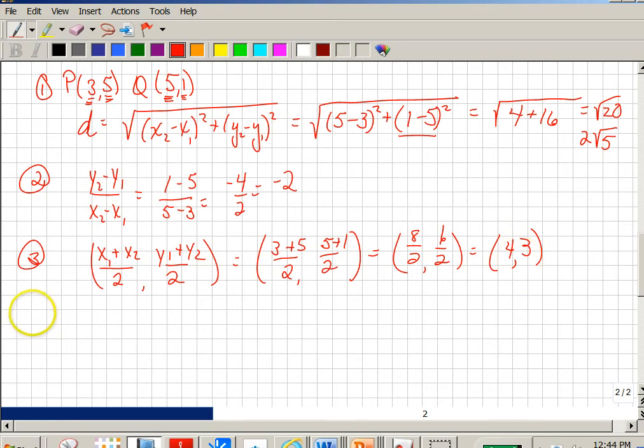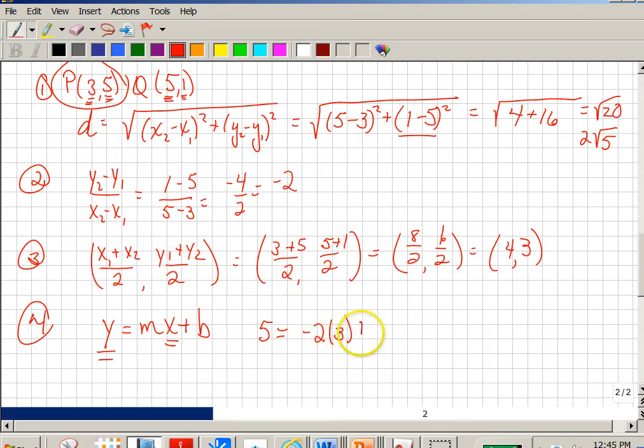And finally, in this first group of problems, it asks for the equation of PQ. Anytime you're asked for the equation, you're going to use y equals mx plus b. You just have to know what all those letters stand for. M is the slope, so we have y. And now for y and x, you just use the first x and y in the point given. So 3 is the x, 5 is the y. So 5 equals m, which you found in part 2. M is the slope, negative 2, times x. X was 3 in the first pair of numbers, plus b.